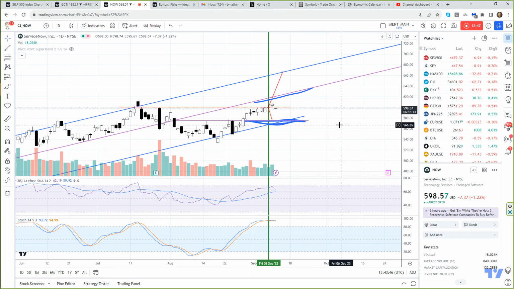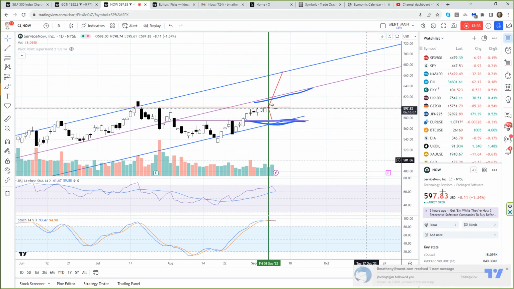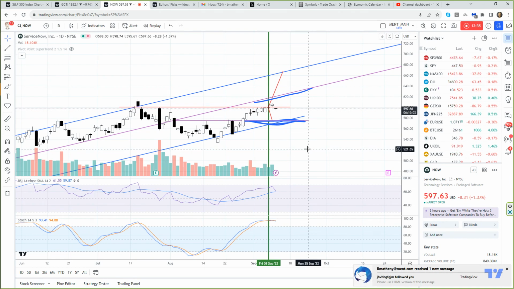Okay, this gives you a very solid way to identify risk, identify trend, and now we're moving sideways here. Now is down 8% right now, but we're doing okay.